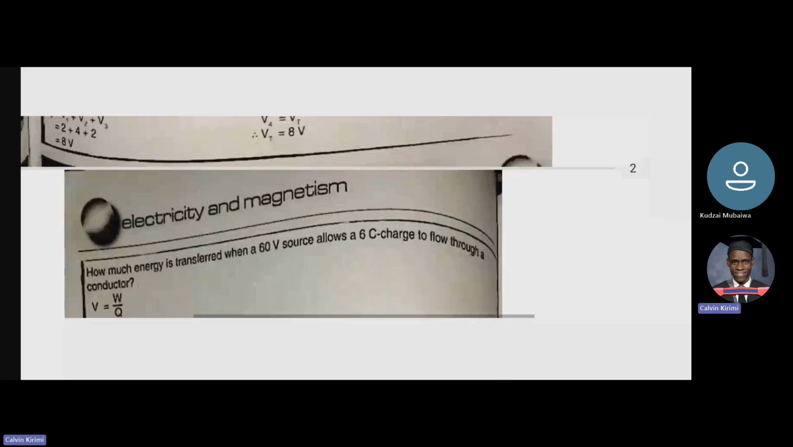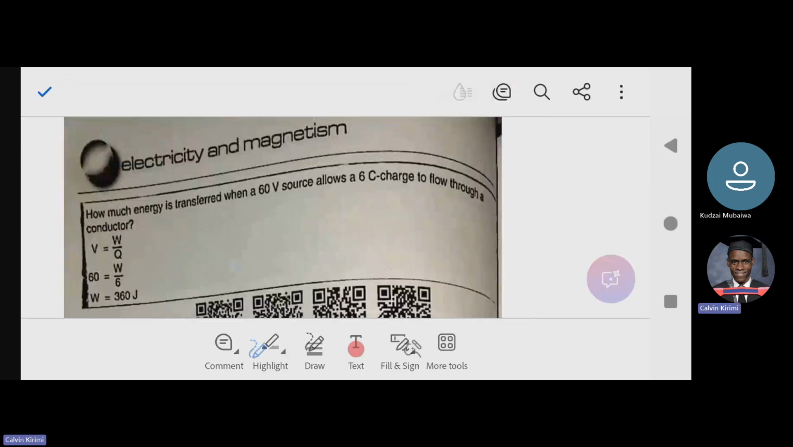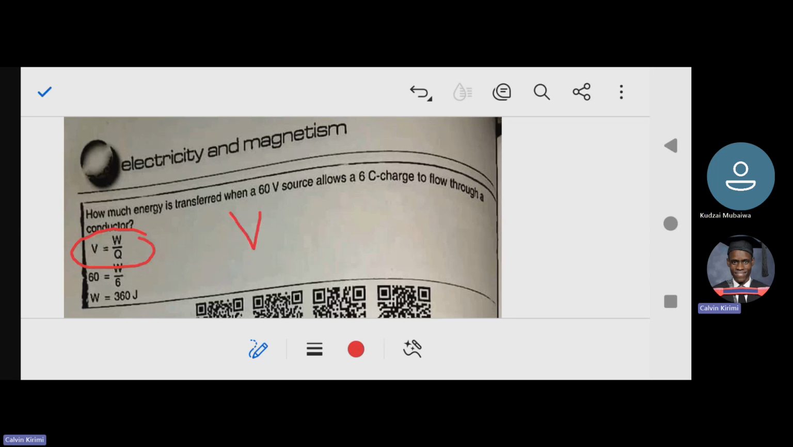Another way of calculating voltage. Voltage has many formulas. At the back of your question paper, there are formula sheets. If you are given resistance, voltage is equal to resistance times what? Times current. You know, voltage is equal to resistance times current, I.